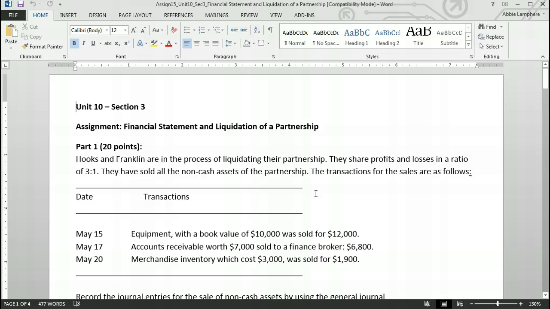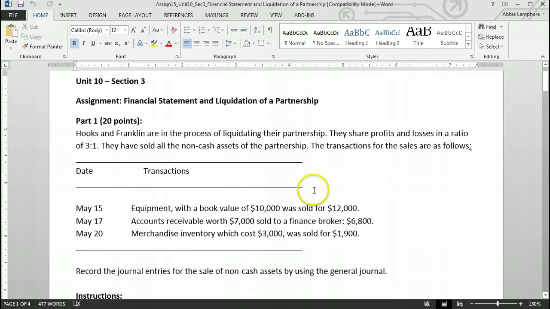Okay, so let's take a look at the assignment for today, and I'll help you get started. So for the assignment in part 1, Hooks and Franklin are in the process of liquidating their partnership. They share profits and losses in a ratio of 3-to-1. So that should tell you that Hooks is getting 3/4 of the share, and Franklin is getting 1/4 of the share, because we add those together. If you're confused by that, review the video from Tuesday, the previous lesson.